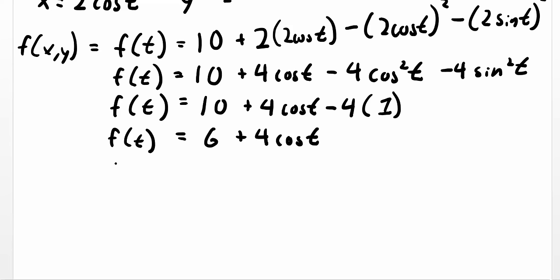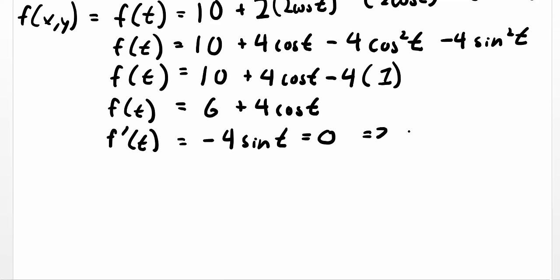We'll take the derivative. The derivative of cosine is negative sine, so this is negative 4 sine of t. We'll set this equal to 0. Well, this means t is equal to 0 and t is equal to pi. These are two spots where we'll have horizontal tangent lines.